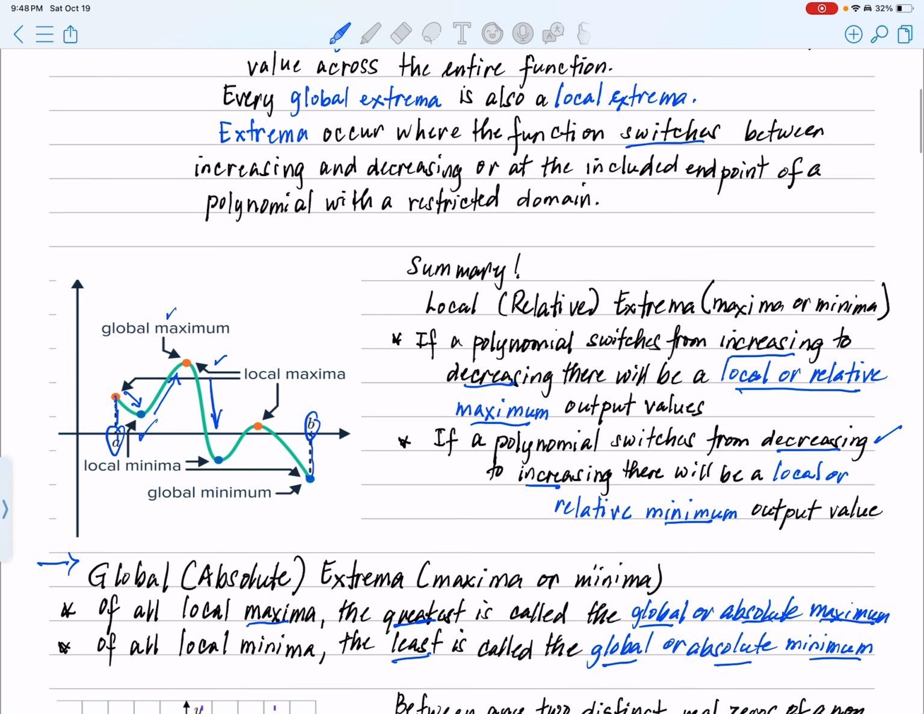Remember, every global extrema is also a local extrema, whether that extrema is the minimum or the maxima. Then decreasing and increasing again, from decreasing to increasing, we have a global minimum. From increasing to decreasing, we have a local maxima. And this is the global minimum. Global minimum is located here.